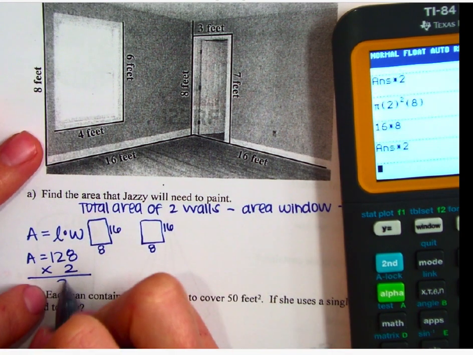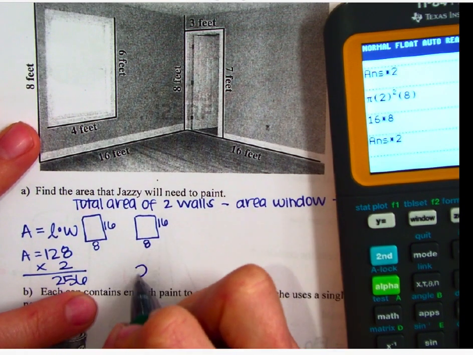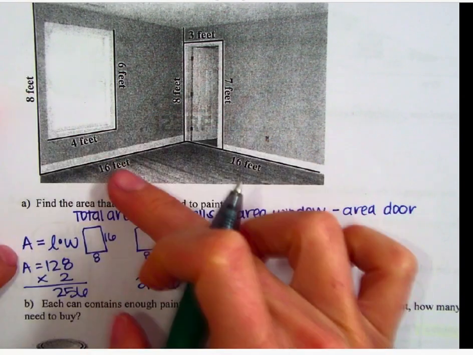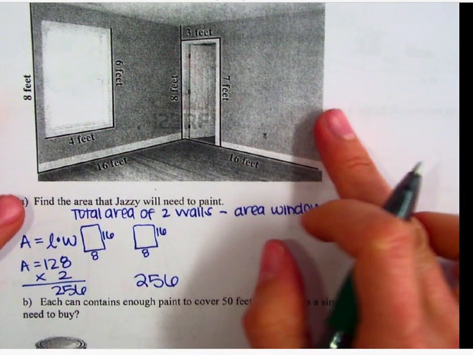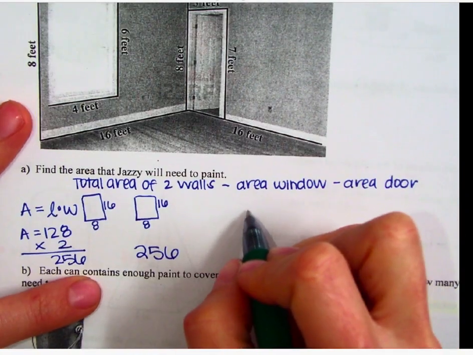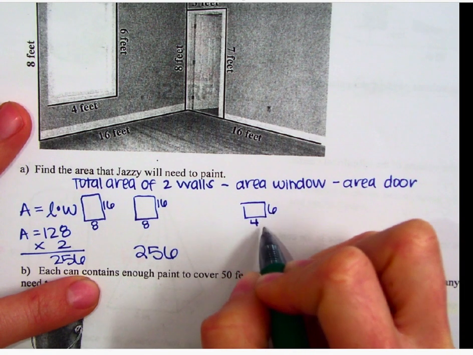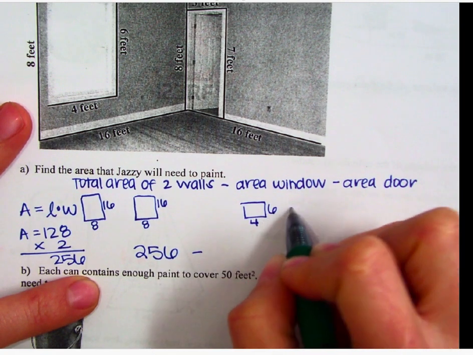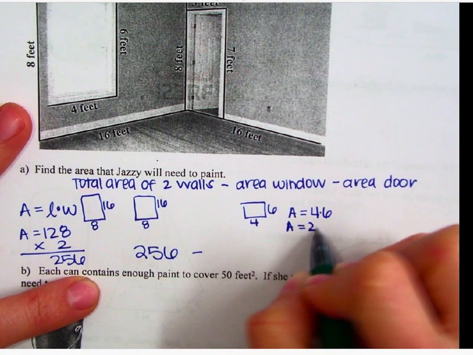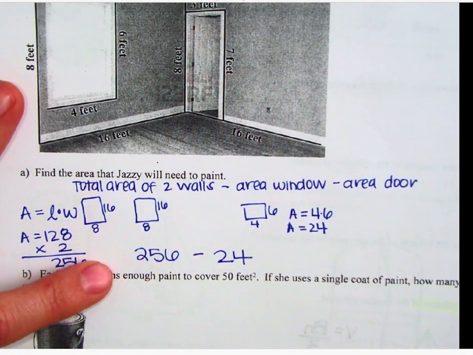So the total space is 256. So I'm going to write that down here. 256. That's the 16 by 8 plus the 16 by 8. Okay, then we want to subtract the area of the window. So the window is very clearly a 4 by 6 rectangle. So to find the area of that, length times width, we get that the area is 24. We're going to be subtracting that from that 256.